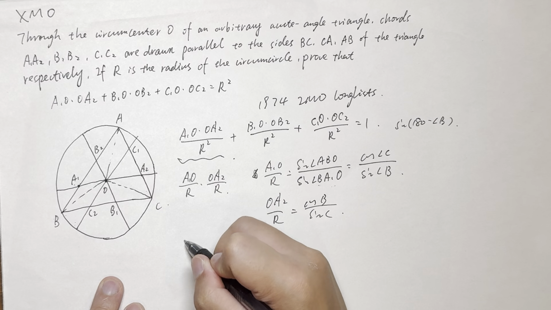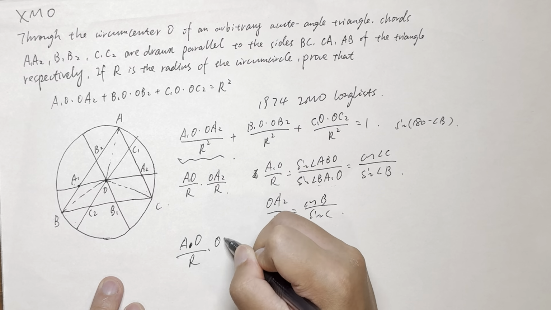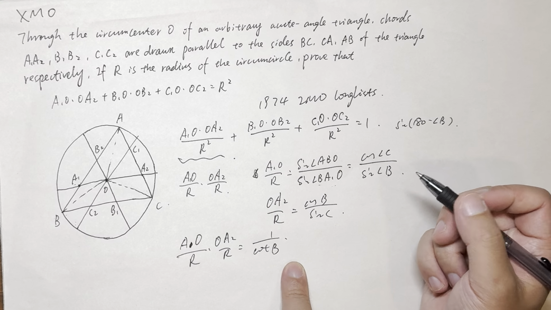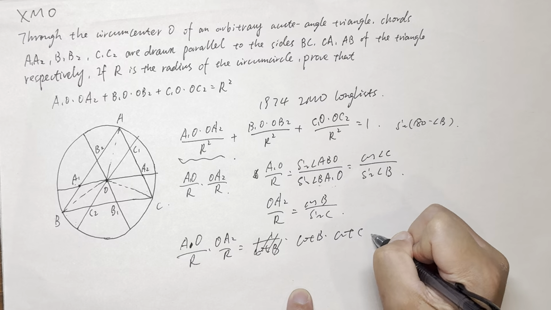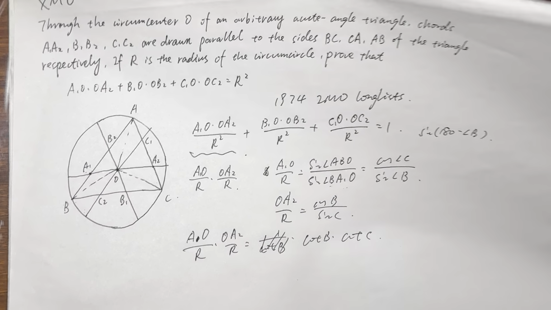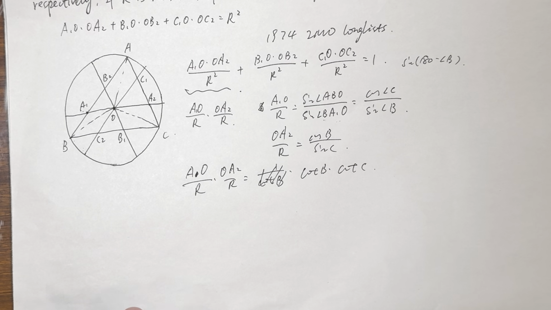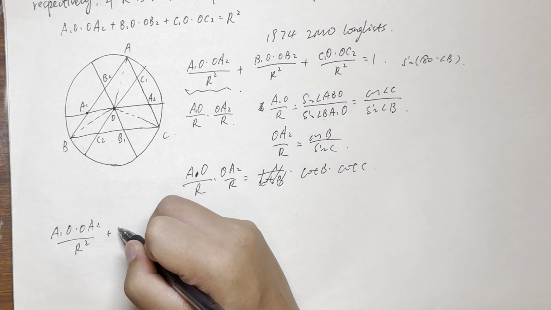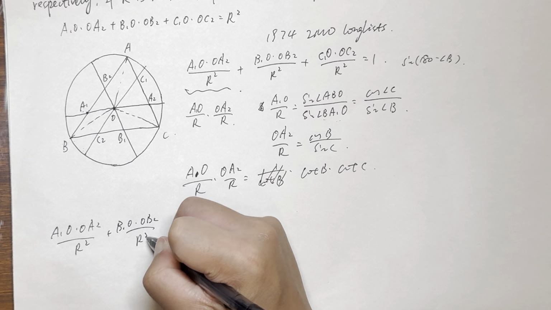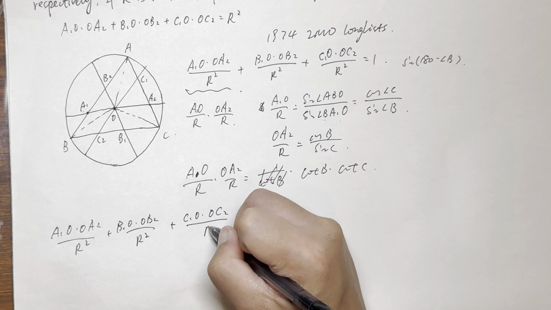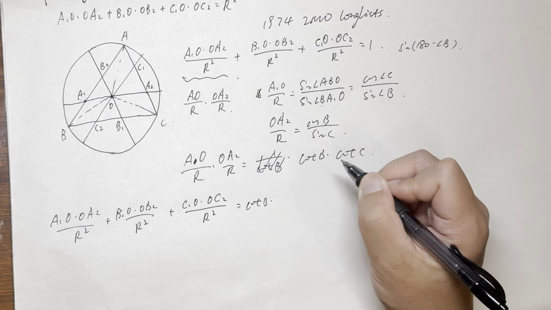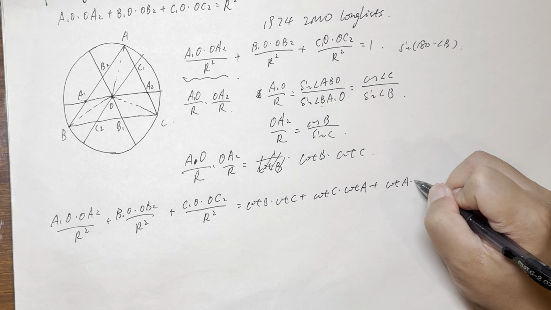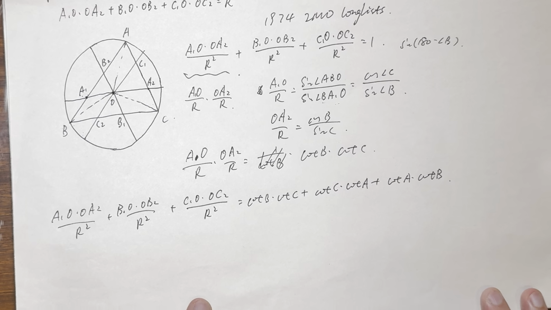Now we know that OA1 to R times OA2 to R is cotangent B times cotangent C. Okay, now we can get that OA1 times OA2 to R squared plus OB1 times OB2 to R squared plus OC1 times OC2 to R squared equals cotangent B times cotangent C plus cotangent C times cotangent A plus cotangent A times cotangent B. Right, we have this one.